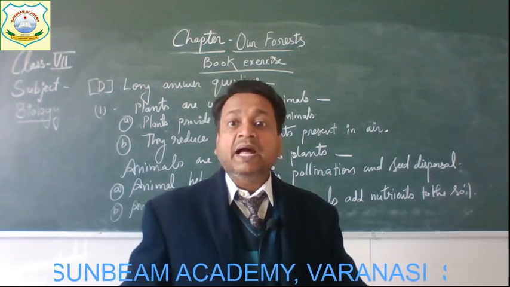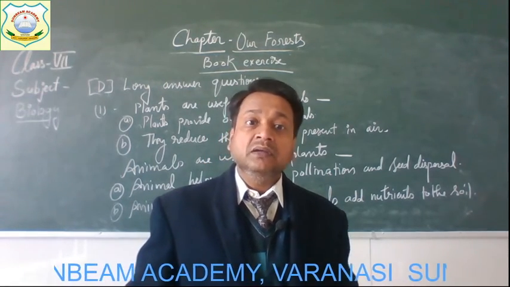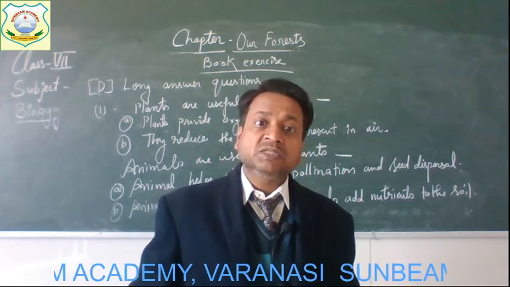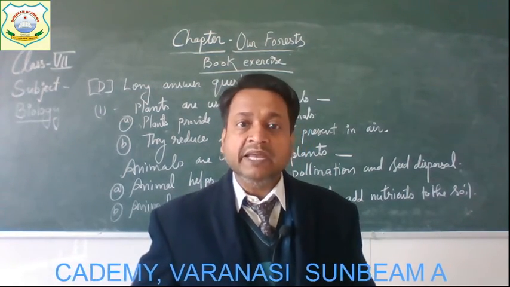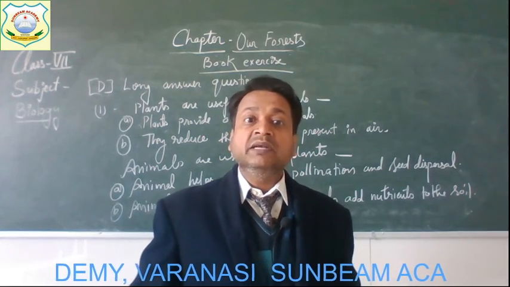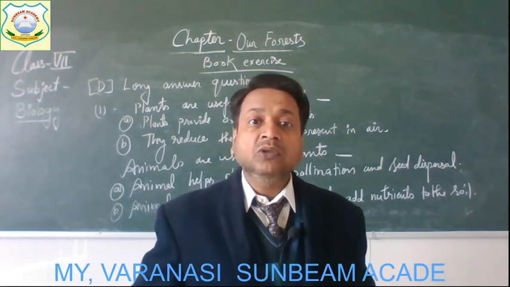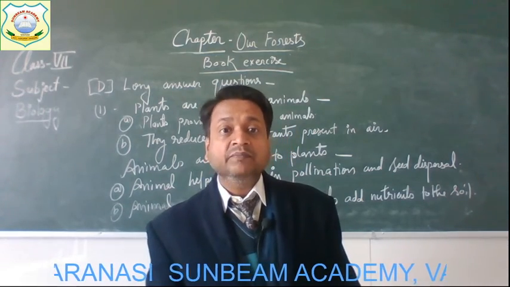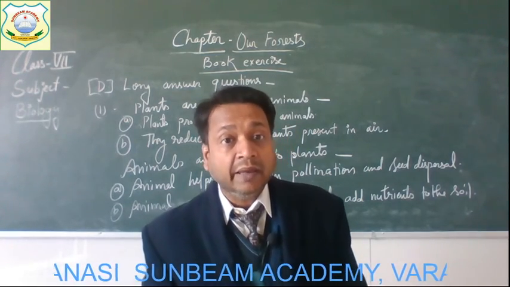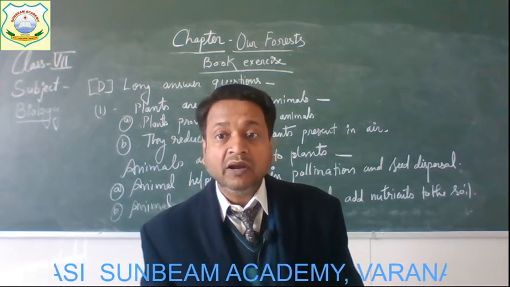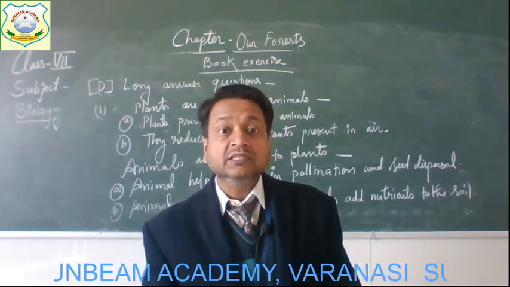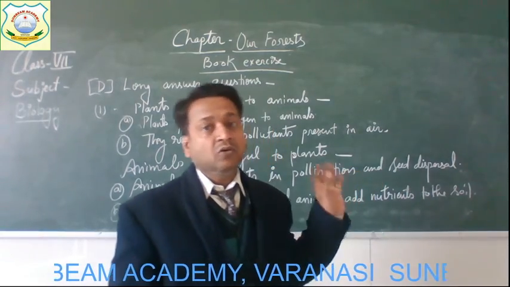Get it? So plants get minerals from the decomposed body of dead animals as well as from the excreta given by the animals. And these minerals are helpful in the growth of plants. So this is the second way in which animals are useful for plants. Alright? So this is the answer of question number 1.